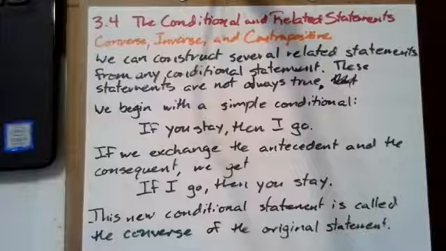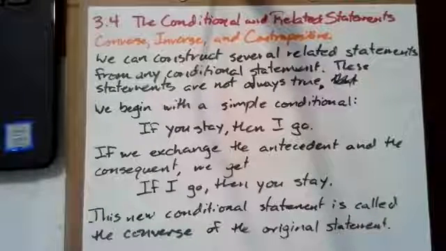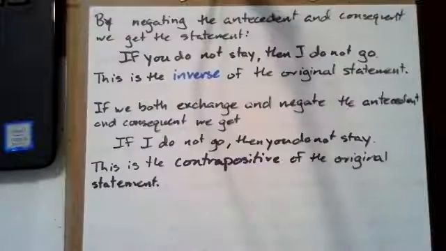If we exchange the antecedent and the consequent, we get if I go, then you stay. This new conditional statement is called the converse of the original statement. By negating the antecedent and consequent, we get, if you do not stay, then I do not go. This is called the inverse of the original statement.